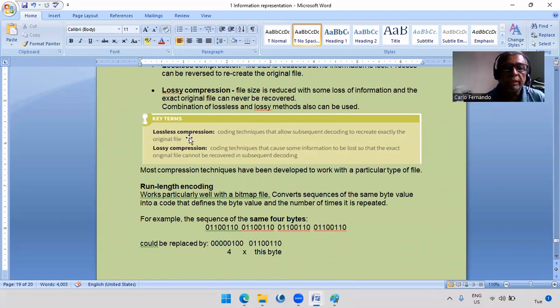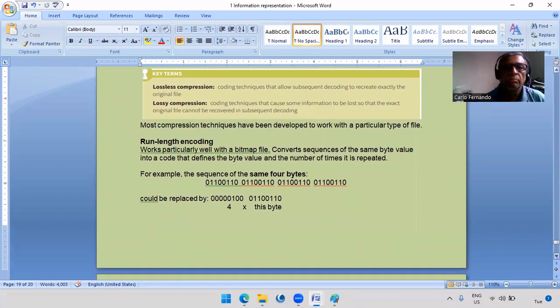So the key terms: lossless compression is coding techniques that allow subsequent decoding to recreate exactly the original file. Lossy compression is coding techniques that cause some information to be lost so that the exact original file cannot be recovered in subsequent decoding. Most compression techniques have been developed to work with a particular type of file. So here is one, run length encoding.